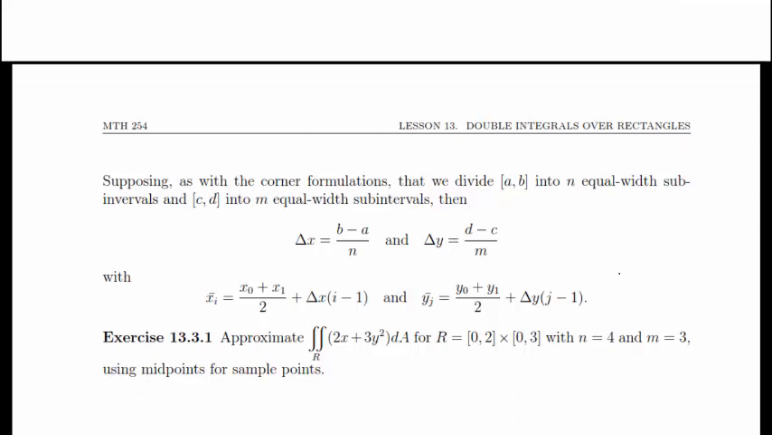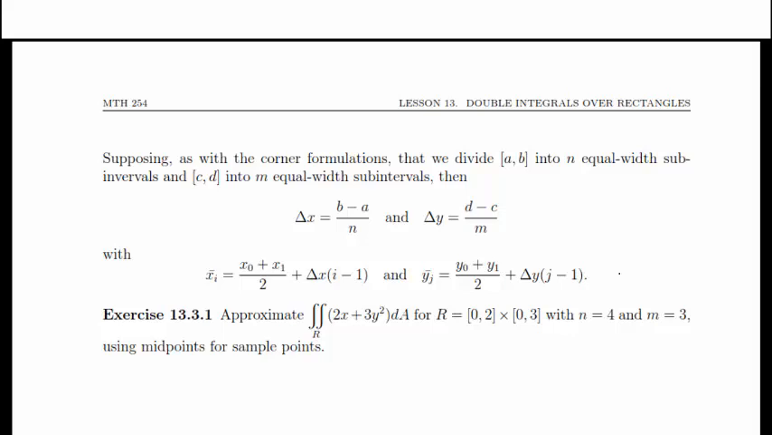So we're going to break up our x interval into equal width subintervals, and our delta y is going to be the same across the y interval. So we're going to break up our y interval into equal width subintervals. And so our delta x is going to be b minus a over n, and our delta y is going to be d minus c over m.